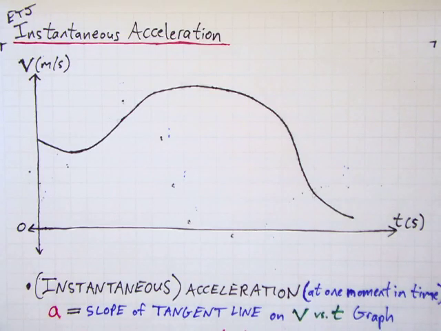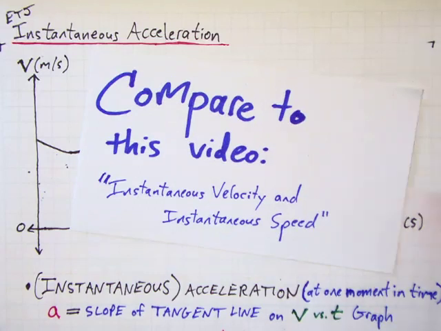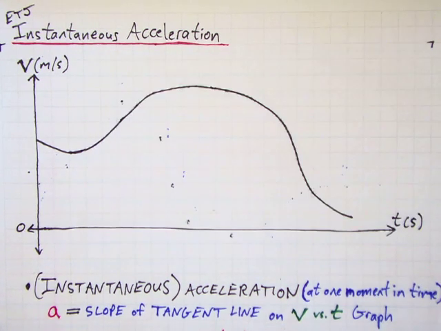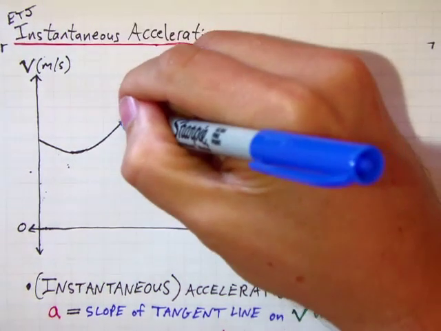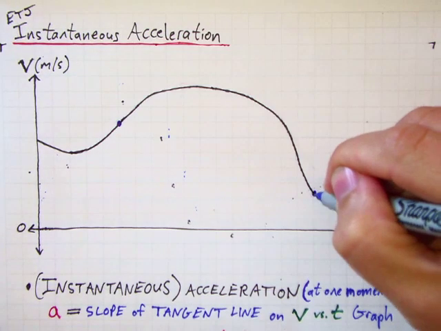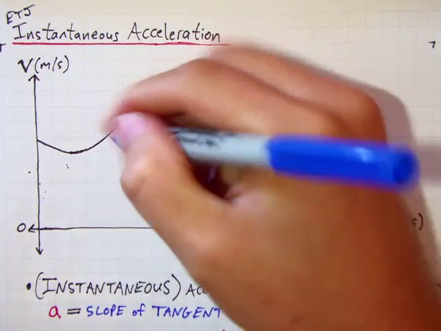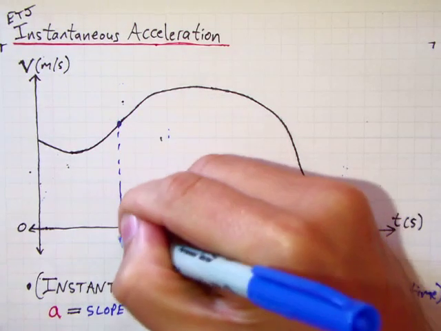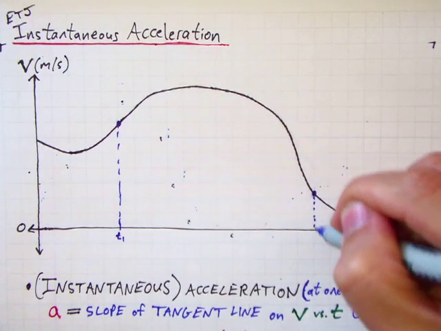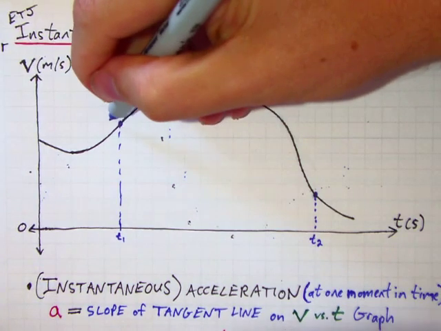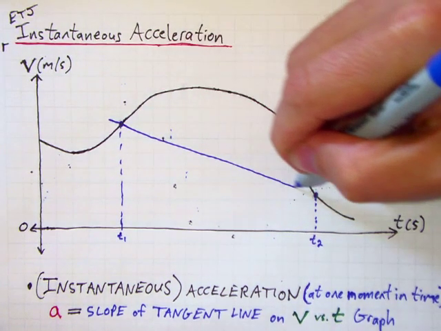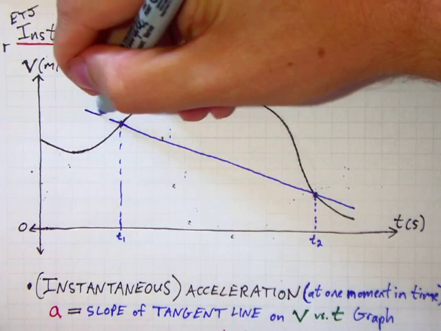Everything we do in this video, you're going to want to compare against the previous video, the instantaneous velocity and instantaneous speed video. We'll be following a very similar procedure. If you want to find the average acceleration between two events, say that event and that event on a velocity versus time curve, average acceleration between this moment, t1, and this moment, t2, you would draw a line connecting those two events.